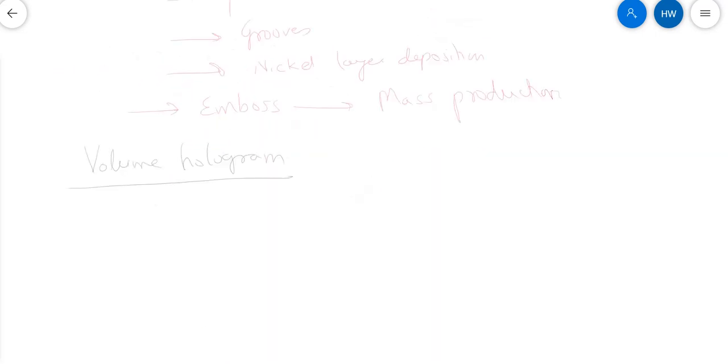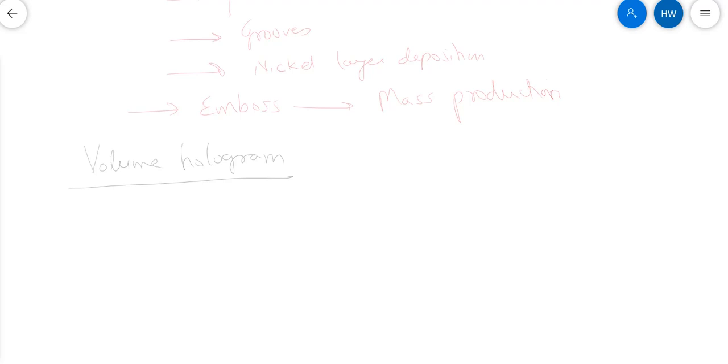Now this is used to emboss with a roller under high pressure and temperature. Basically, you can do mass production of these embossed holograms. Lots of consumer products use them as a mark of originality by the company. So the third type of hologram which I want to discuss is the volume hologram.